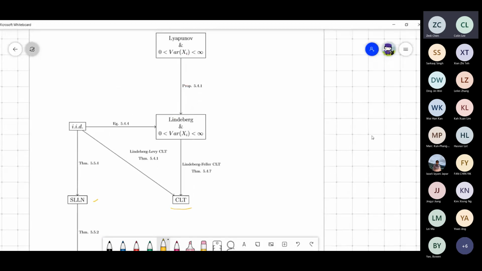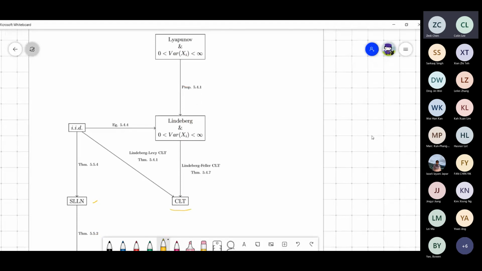Okay, so we have several versions. First we have the relationship between the Lyapunov condition and the Lindeberg condition. If the variance of Xi is always finite, the Lyapunov condition always implies Lindeberg. So if it satisfies the Lyapunov condition, then it always satisfies the Lindeberg condition. We're going to look at what these two conditions are later.